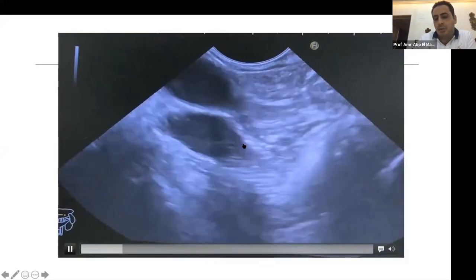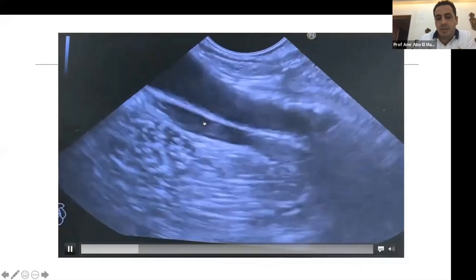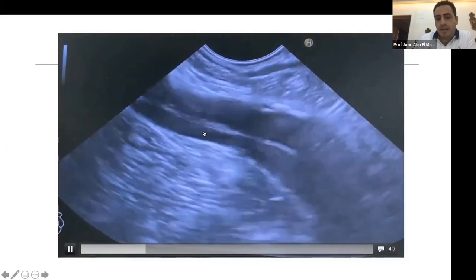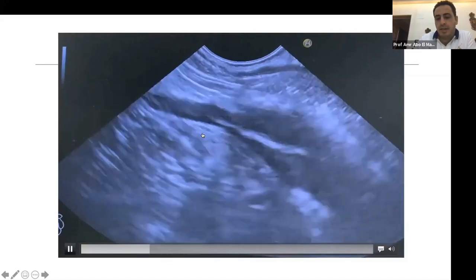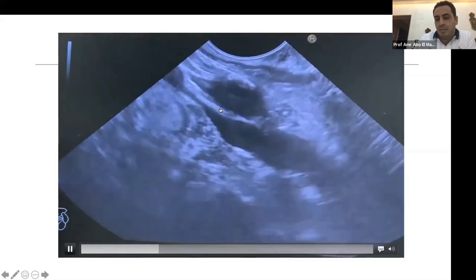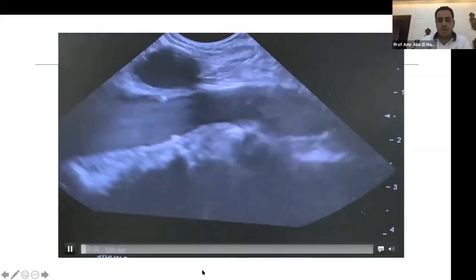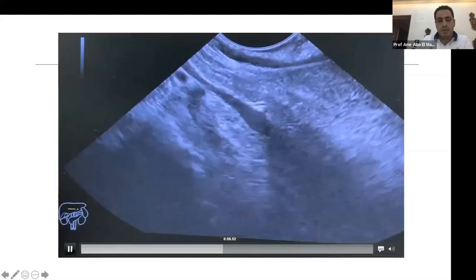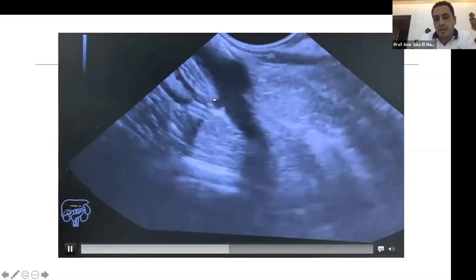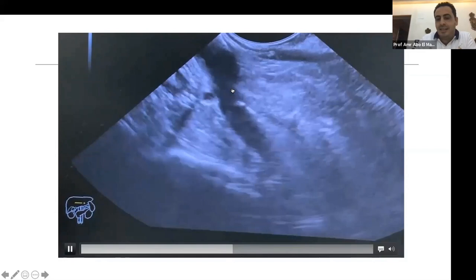slightly withdraw the echo endoscope. This is the IVC, this is the aorta. Back, back, back, back, back. Here starts the division of the aorta and IVC into the common iliac vessels. Start, back, back, back. This is the division of the common iliac into the external and internal iliac vessels.